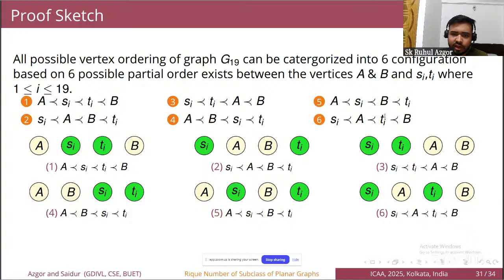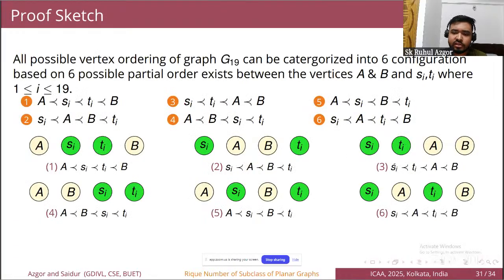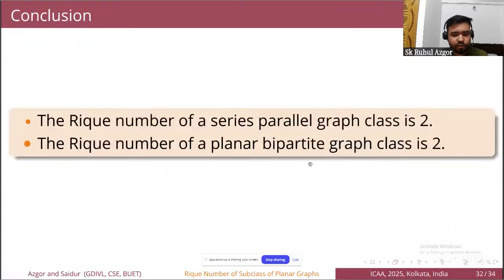So, in conclusion, for each of these cases, we have simulated and developed lemmas, and shown that for each of these cases the partial order, or the vertex ordering, does not admit a one-Rick layout, and from there we can conclude that for this graph the Rick number is also 2. So in conclusion, the Rick number for both the series parallel graph class and the planar bipartite graph class is 2.